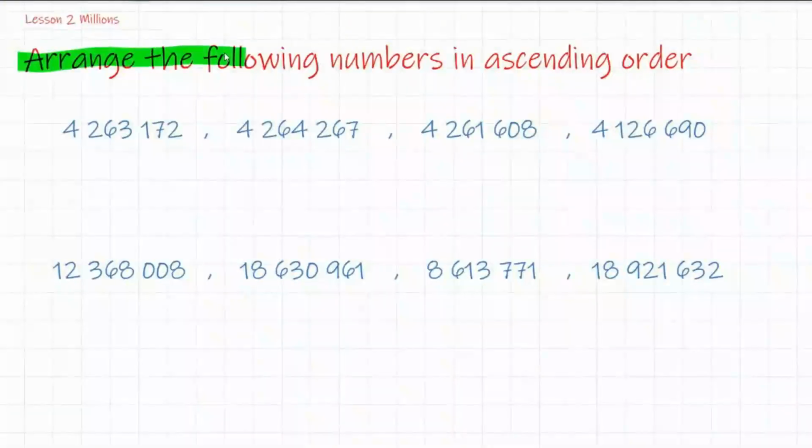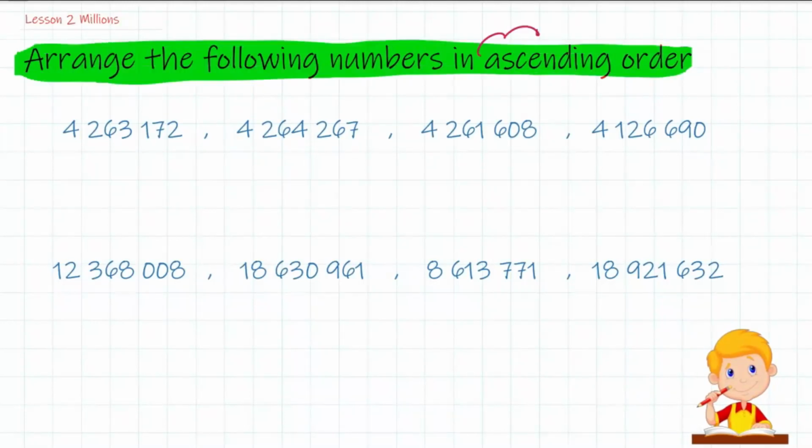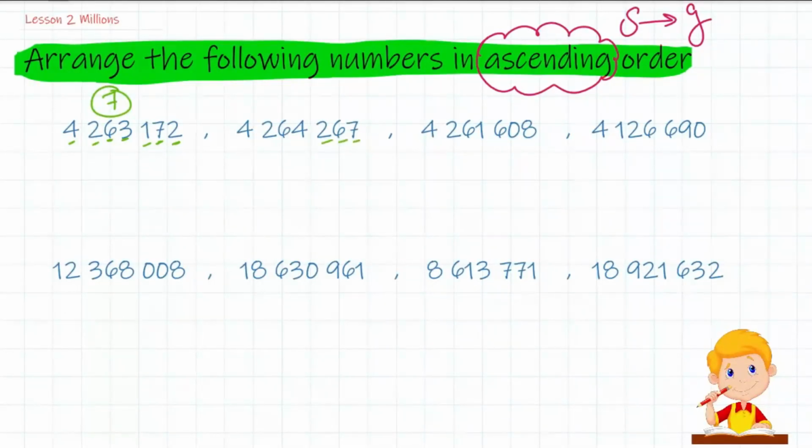Now let's arrange the following numbers in ascending order. Ascending is about arranging the numbers from the smallest number to the greatest number. Okay, let's count the number of digits first. We have in the first number 1, 2, 3, 4, 5, 6, 7 digits. And we have here 1, 2, 3, 4, 5, 6, 7 as well. And the third number 1, 2, 3, 4, 5, 6, 7. And the last number 1, 2, 3, 4, 5, 6, 7. So all numbers have the same number of digits.